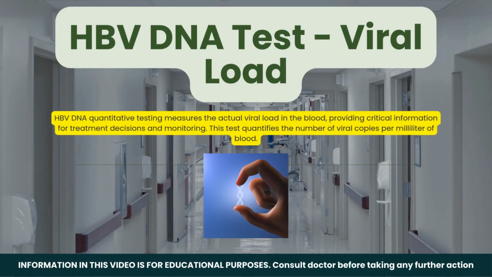Let's now look at the second marker of current infection. This is called the HBV DNA viral load test. I've also done a detailed video on this, but this test tells us how many viral copies are currently present in the patient's blood.